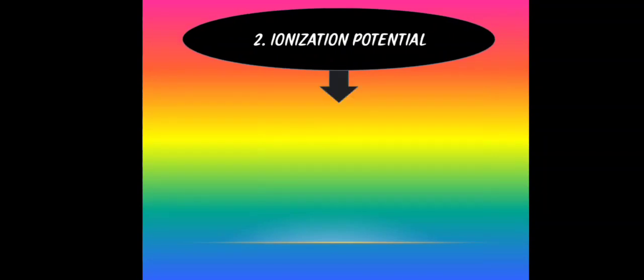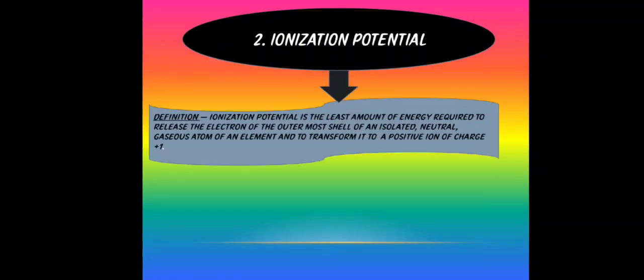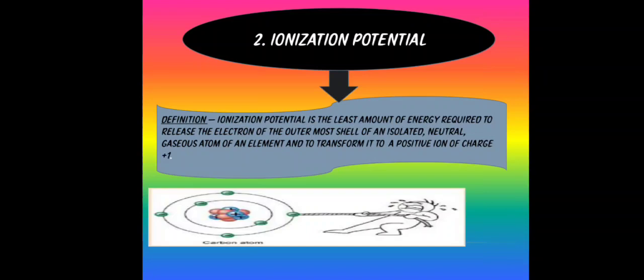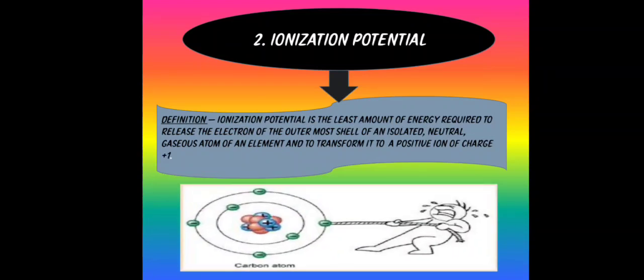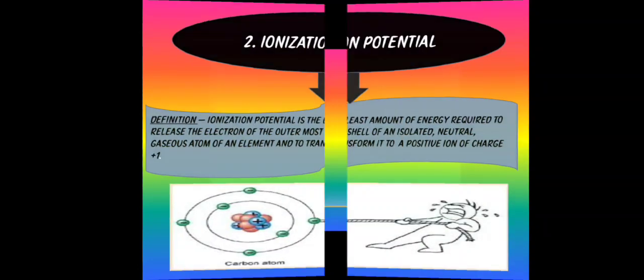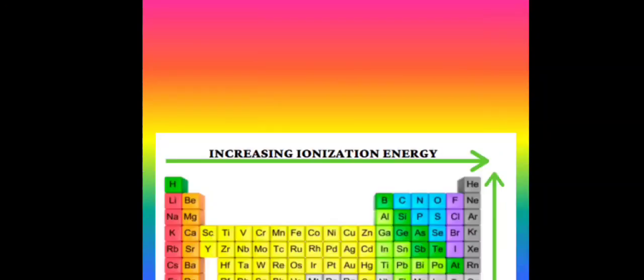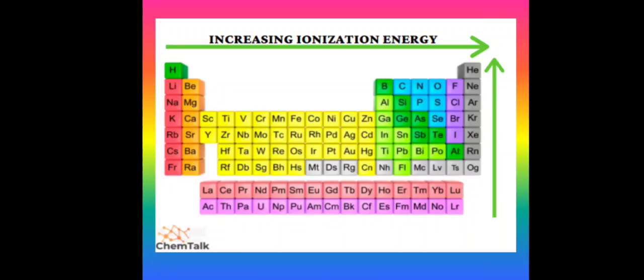The next property we will discuss is ionization potential. Ionization potential is the least amount of energy that is required to remove the outermost electron from the electron shell and make the atom an ion of positive charge. So let us see the trend in the periodic table.